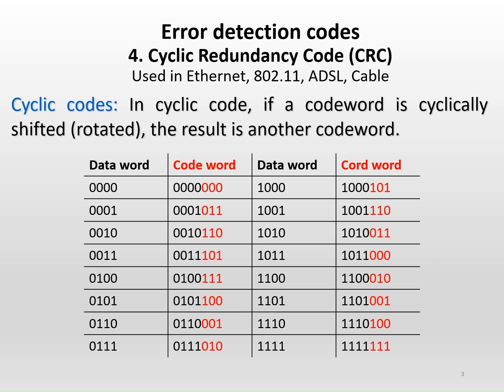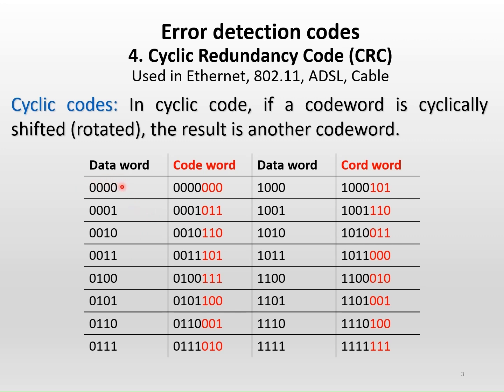Now our fourth error detection code is called Cyclic Redundancy Code. This is also a powerful error detection code used in Ethernet, 802.11, ADSL, cable. These are all computer network protocols, and cyclic codes are called cyclic because if a code word is cyclically rotated, it will give another code word. I will give an example of the second code word here.